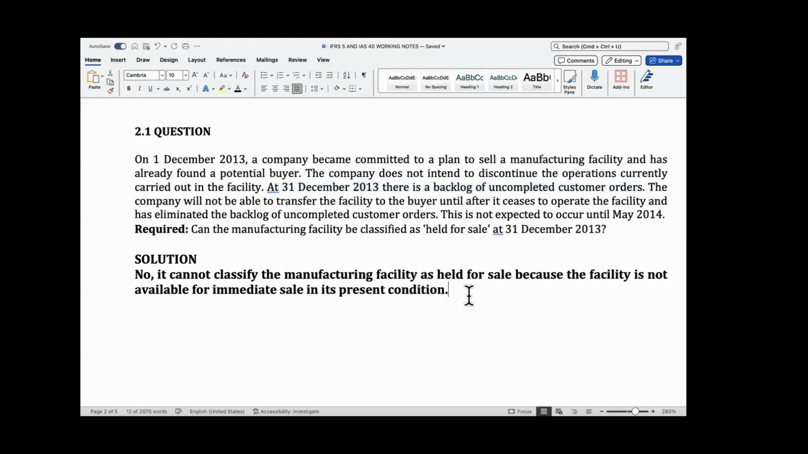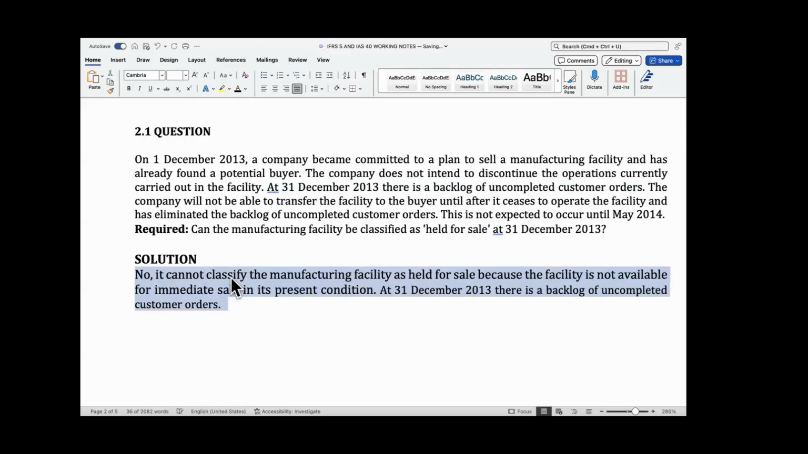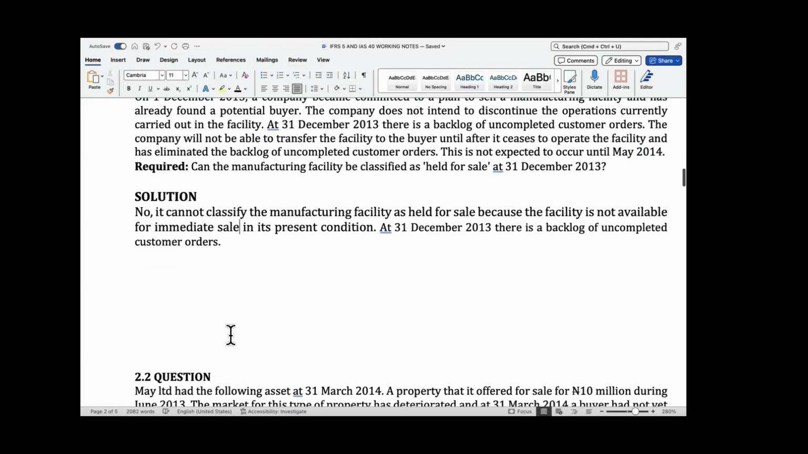customer orders. Let me write it there for the examiner to see. And they said they cannot transfer the facility to the buyer until they have eliminated these orders. And this will not happen until May. So it cannot be classified. It is not available for immediate sale.